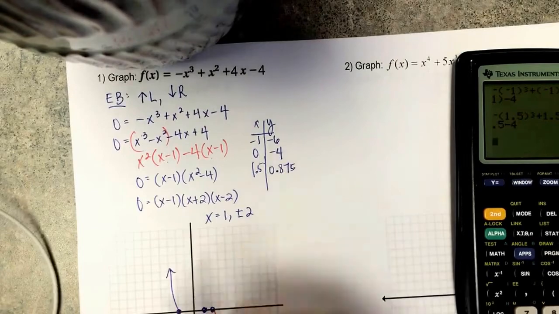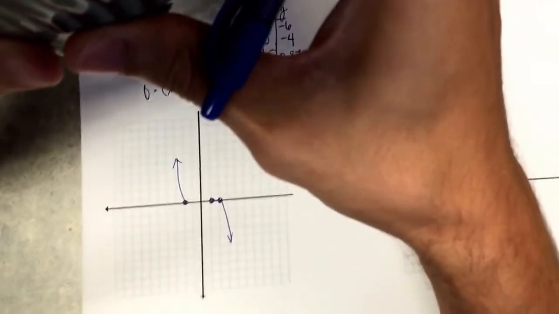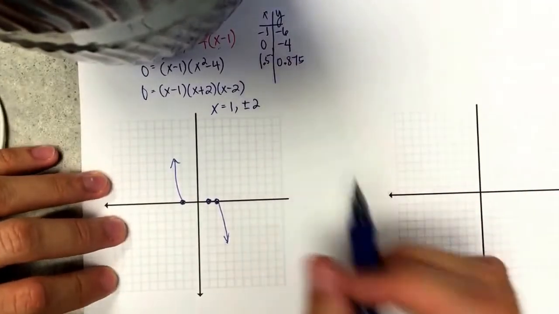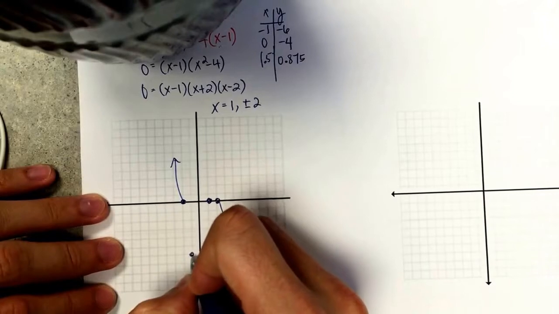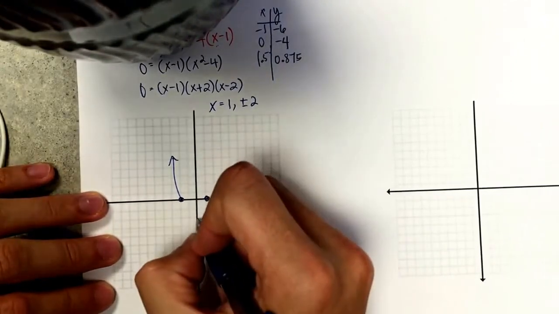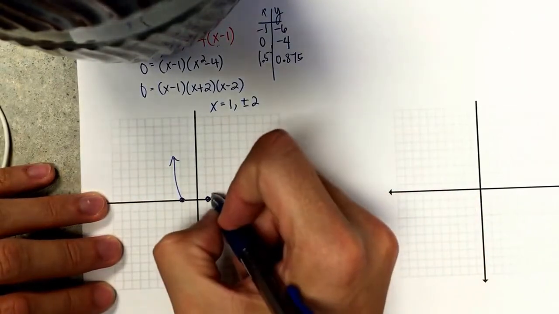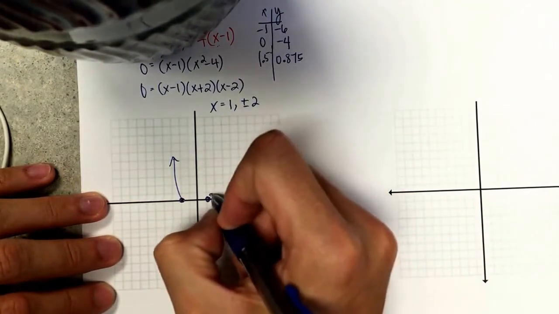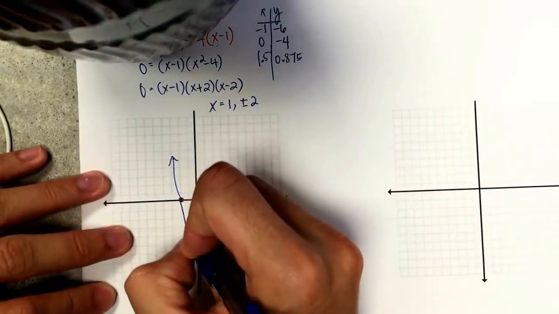So I'm going to take those points, we're going to plot them, and we're going to see what it looks like. So the first one to plot was at negative 1, negative 6. So we're down here. Then we're up at 0, negative 4, which would be here. And then we're a little bit above the x-axis at about 0.9. So a little bit above in those two dots. And all I'm going to do is connect the dots.